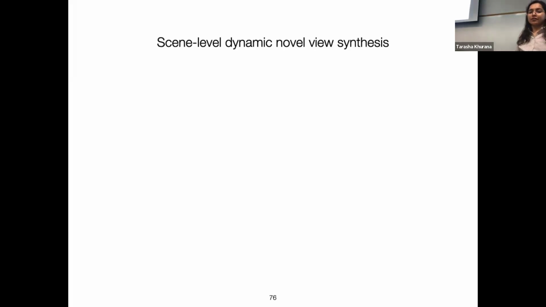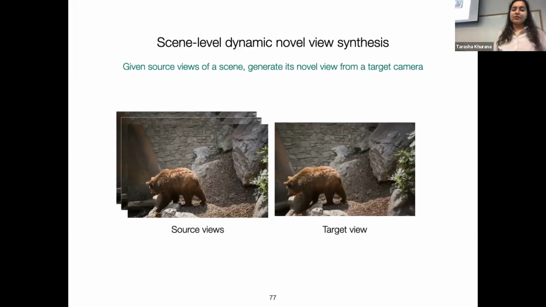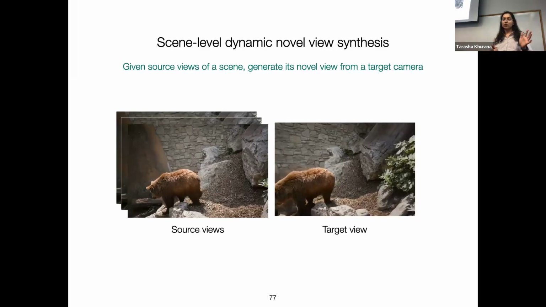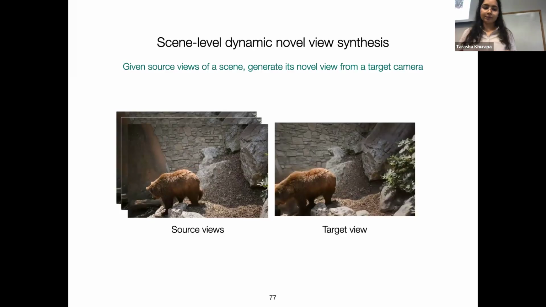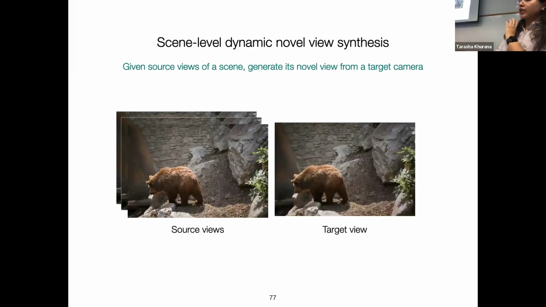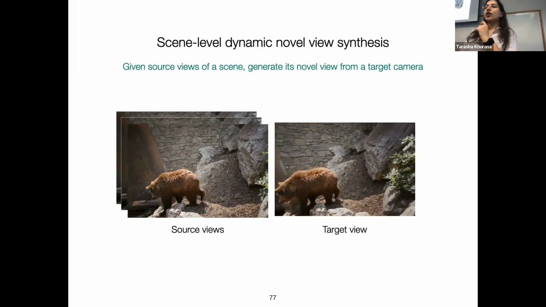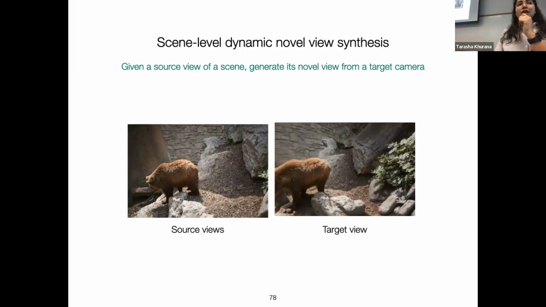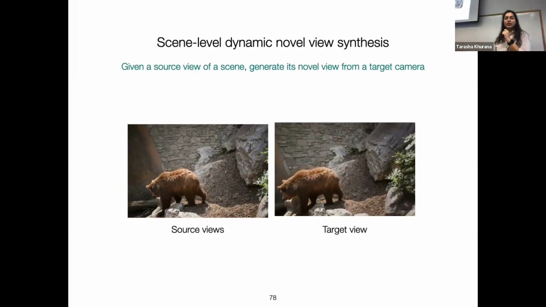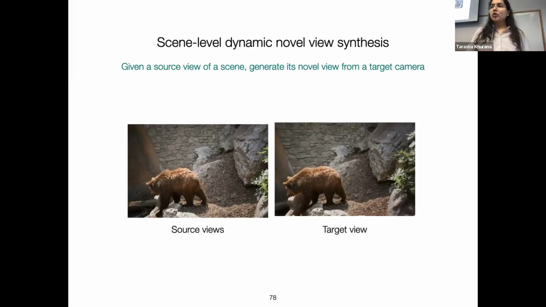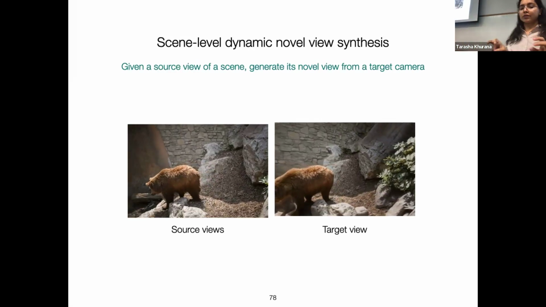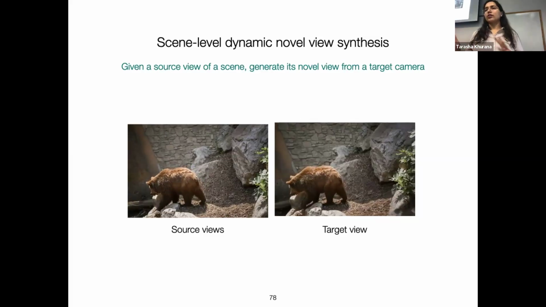So I assume all of us are familiar with the novel view synthesis task, which can be defined as follows. Given a scene from some number of source camera views, we want to synthesize the same scene, but from a novel camera view. For purposes of today's talk, I'm considering a slightly harder setting where there is only a single source view and the target camera is sufficiently far away from the source camera. So you could think of this as an extreme novel view synthesis task from monocular videos.